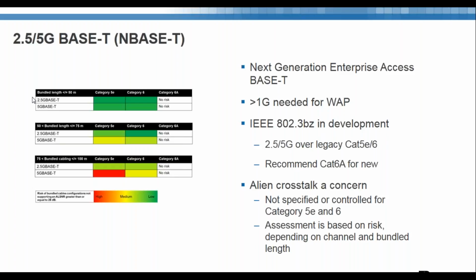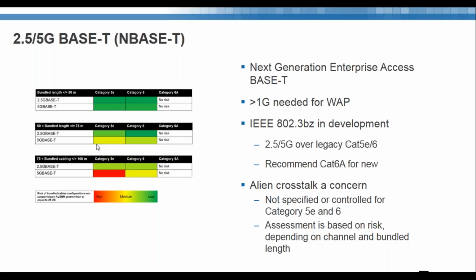You really have to do some testing here with your existing infrastructure to make sure that this application will work. When your bundle length is between 50 and 75 meters, you're still okay for 2.5 gig across Cat5e or Cat6 cables. When we move up to 5 gig, Cat5e becomes a risk, and you have to make sure you're doing some potential mitigation there. Category 6A will still support 5 gig, no problem.